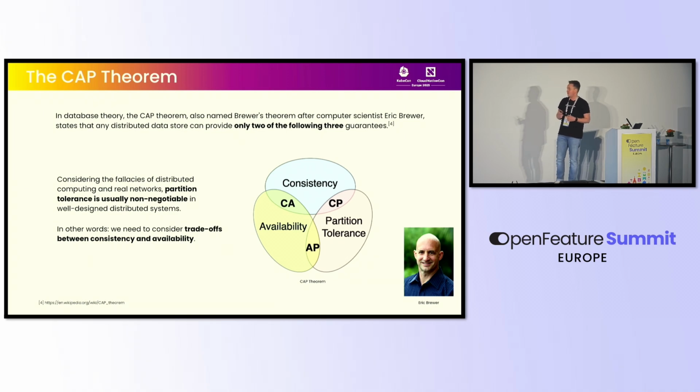When we say we need partition tolerance, it means that all the system parts have to still work even if they cannot talk to each other. Then we have to see if we want to have availability or consistency. We'll come to that later in a more practical example.